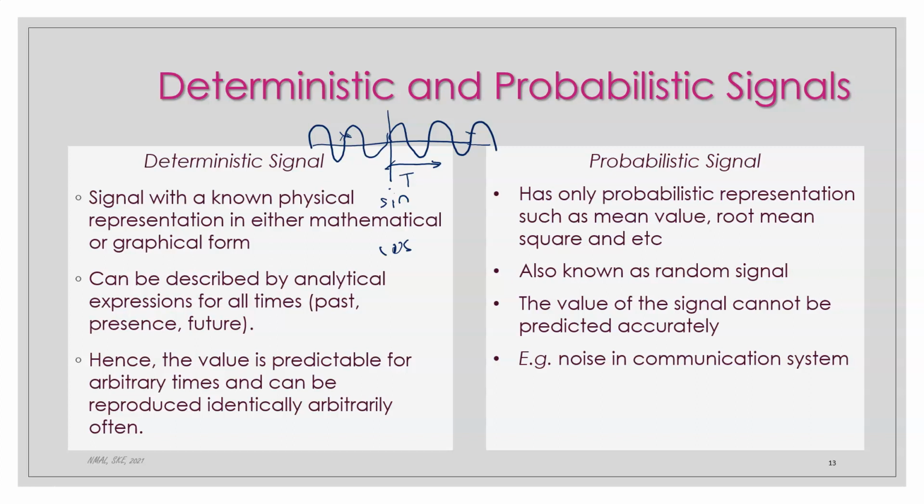It means that you describe the signal statistically or in probability. It is also known as a random signal, and the value of the signal cannot be predicted accurately. For example, noise in a communication system. When we say noise, it's something like this. It is very random.